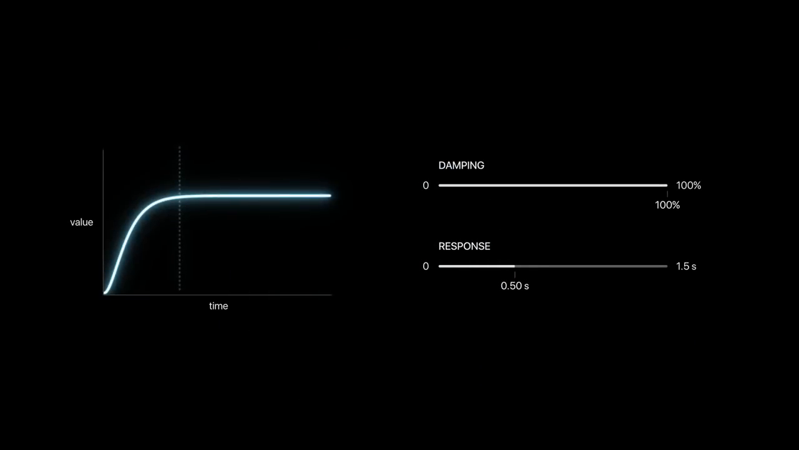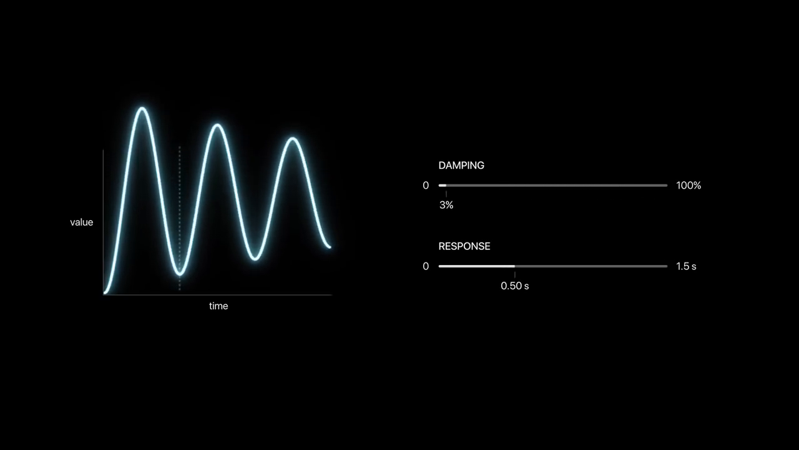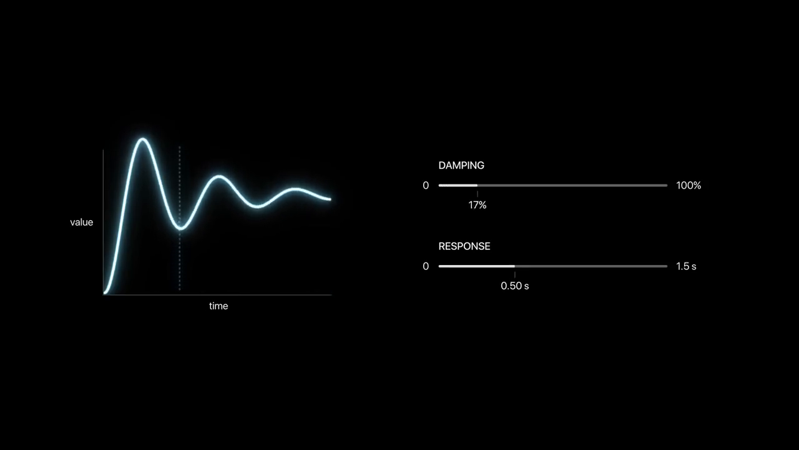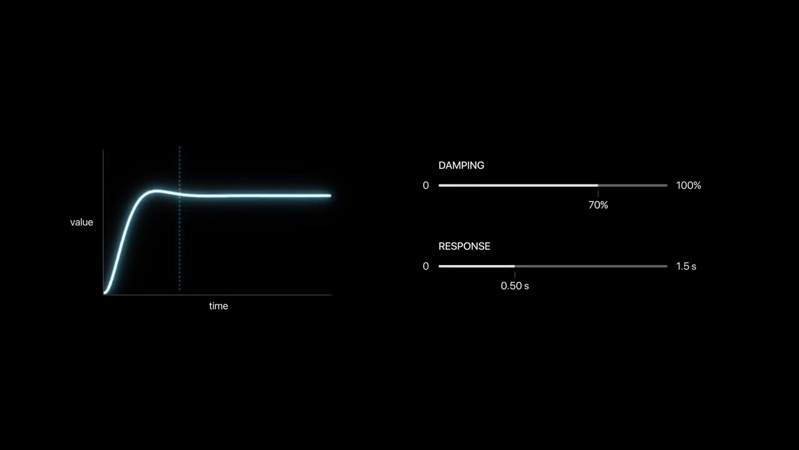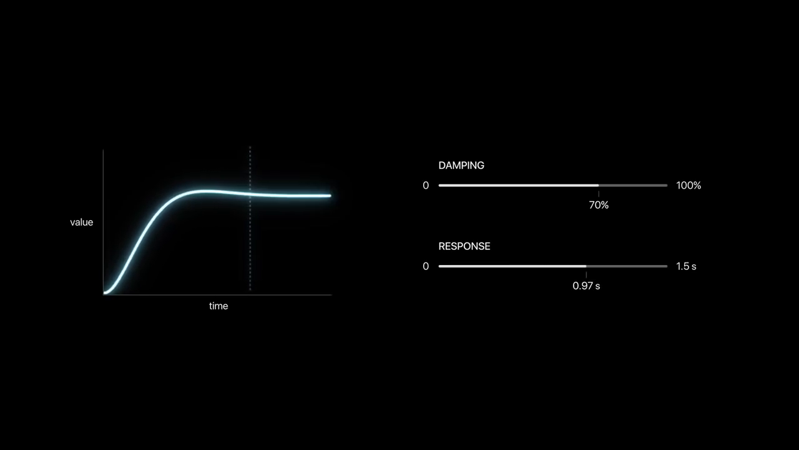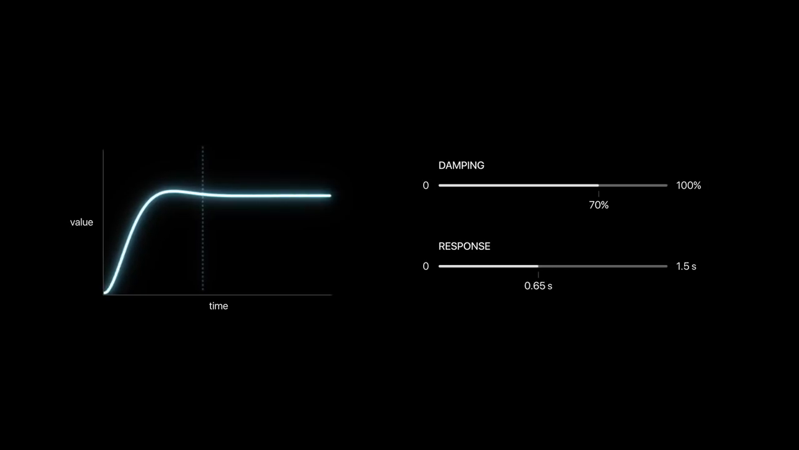So mass, stiffness, and damping will remain behind the scenes. They're the fundamental properties of the spring system that we're using. But we can simplify our interface down to two simple properties. The first is damping, which controls how much or how little overshoot there is, from 100% damping, where there will be no overshoot, to 0% damping, where the spring would oscillate indefinitely. The second property is response. And this controls how quickly the value will try and get to the target.